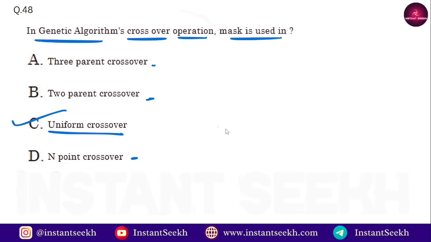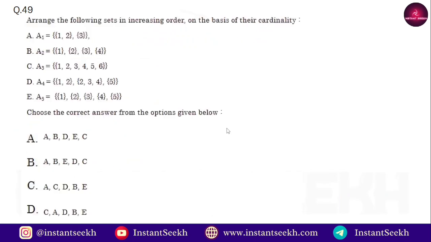So your correct answer is uniform crossover, that is option number C, that uses a mask to determine which parent will contribute each gene to the offspring. Okay, so option C is your correct answer. Let's move on to the next.